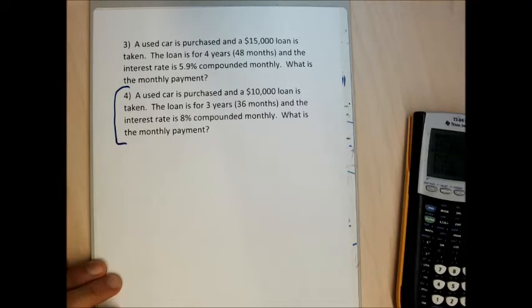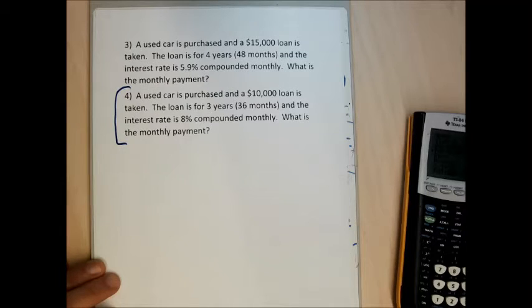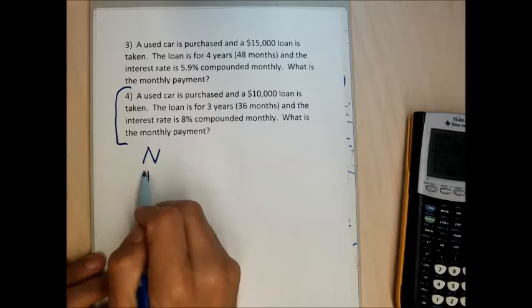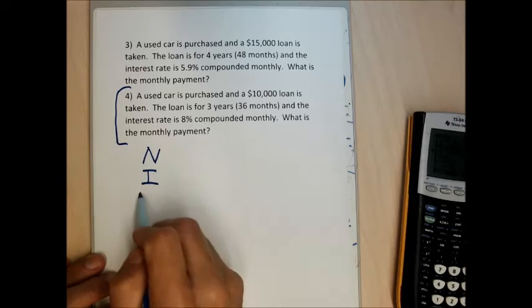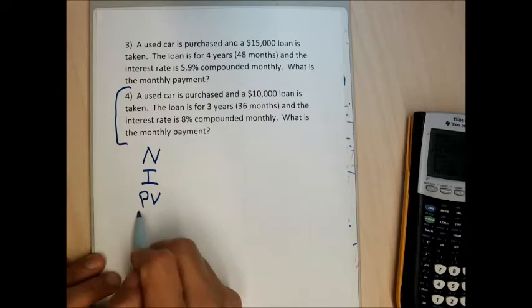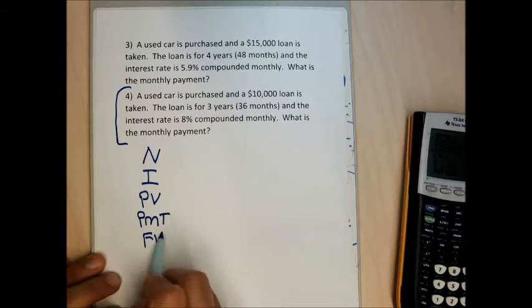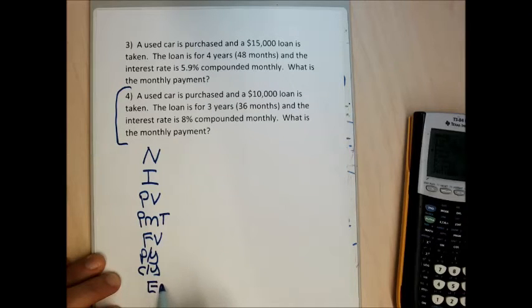So for number 3, you can pause and not even watch me do this. I'm going to have to enter values for N, I, PV, PMT, FV, PY, CY, and I'll never take my calculator off of N, so I'm just going to leave it there 100% of the time.